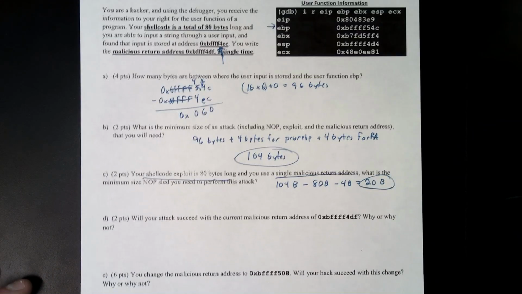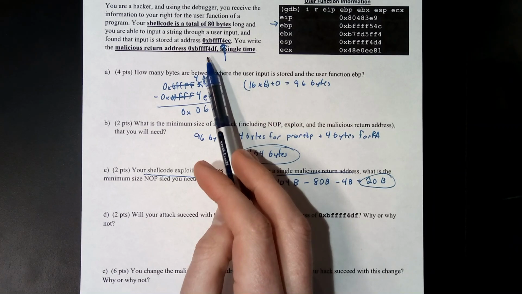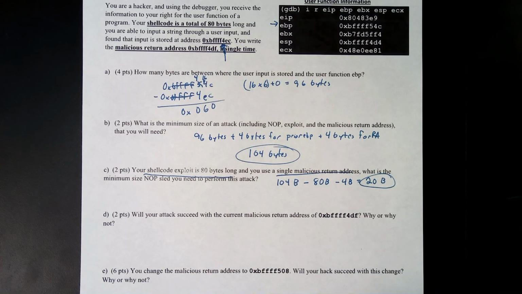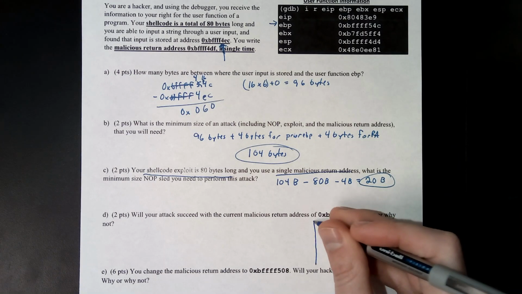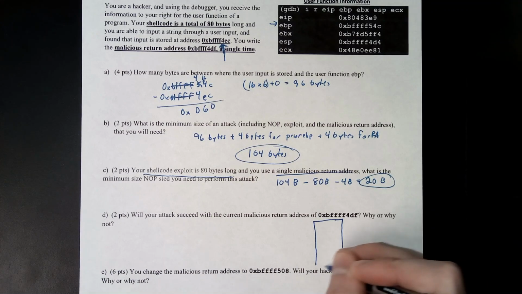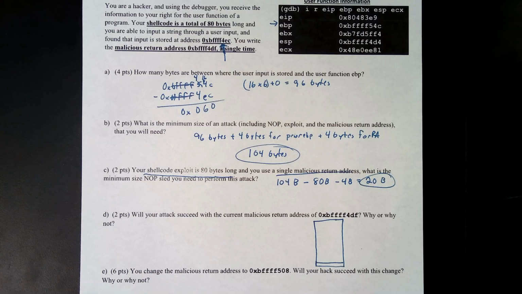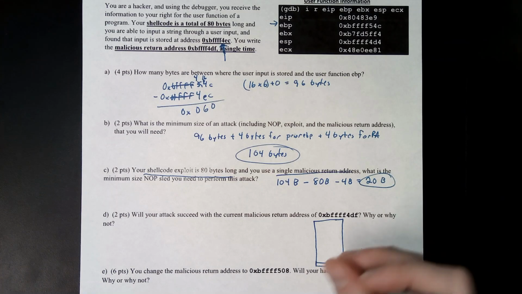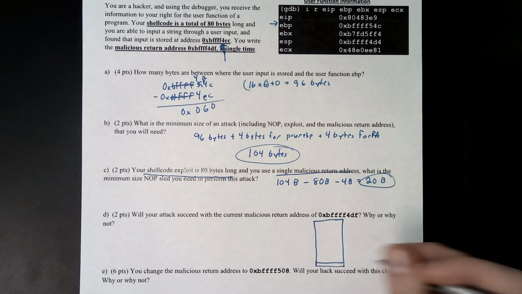Part D, will your attack succeed with the current malicious return address of 0xBFFFF4DF? So it told us that earlier in the question. That was our malicious return address we were going to use. Why or why not? So we need to think about it in the context of what this looks like. We know we've filled up enough space so that our malicious return address is where it's supposed to be, right? So our malicious return address needs to overwrite the real return address.